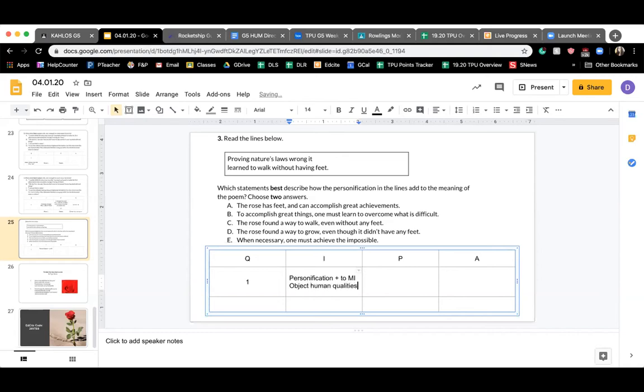And then someone else jump in. There's something we're missing. Am I ready to move on? What am I missing? You have to choose 2 answers. I have to choose 2 answers. Great job. Now I need to plan and predict. I think of how does this add to my main idea? Proving nature's laws wrong, learned to walk without having feet. What part of my main idea was proved here? Someone help me out.